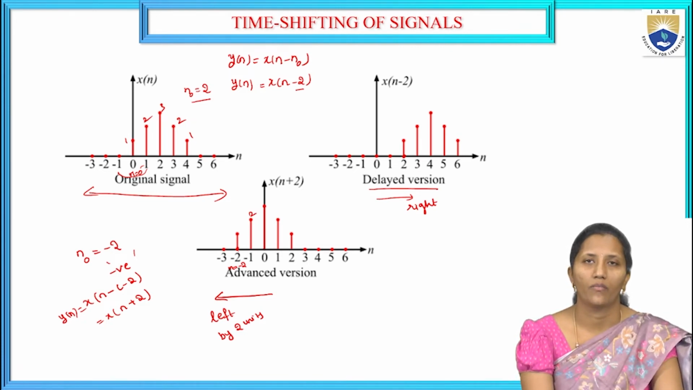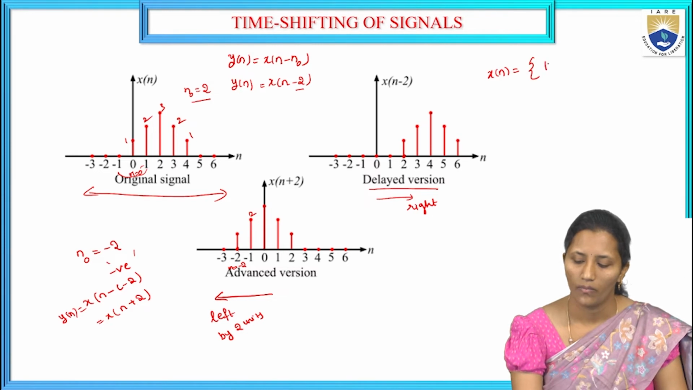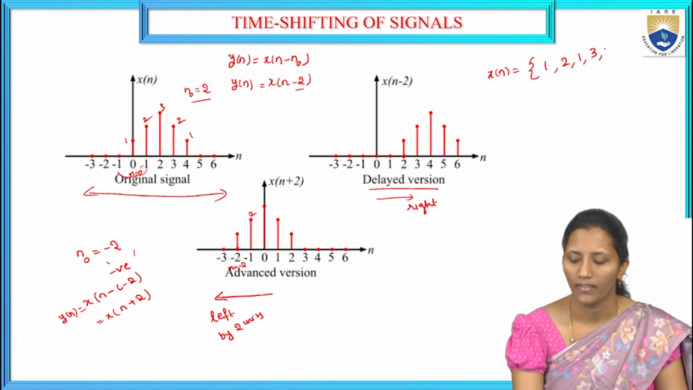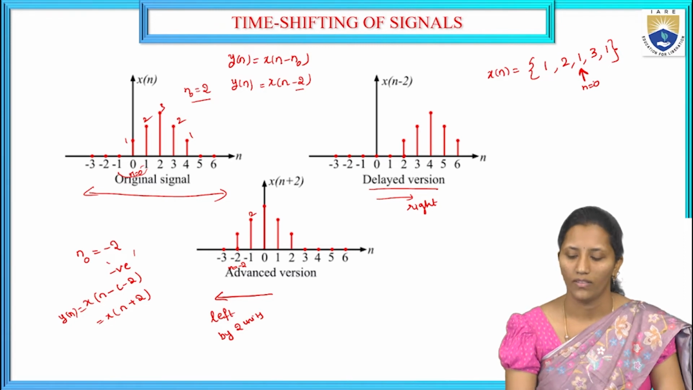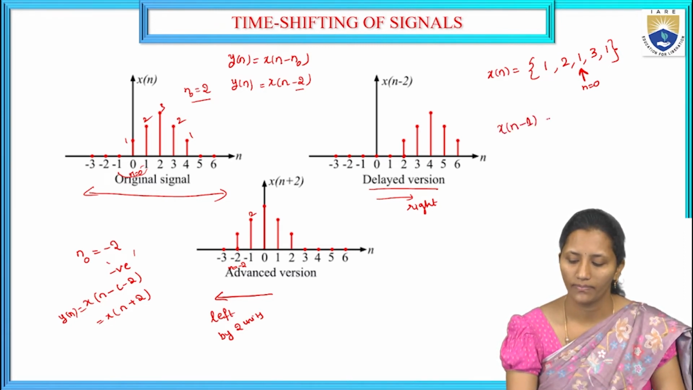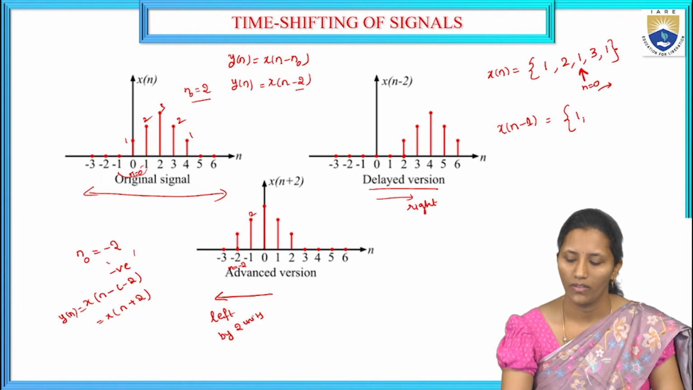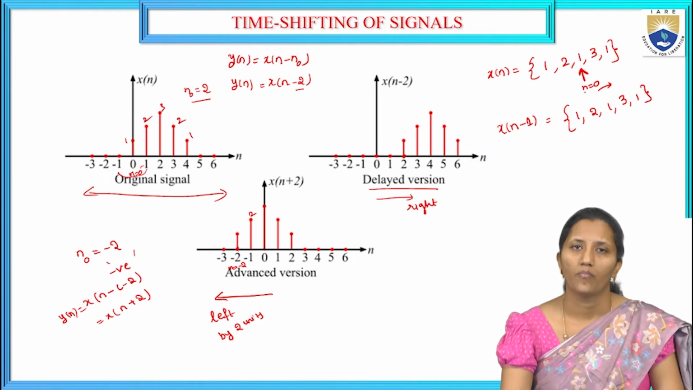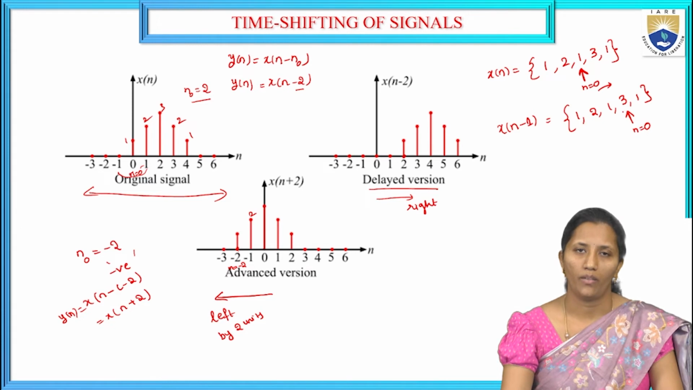Then we are going to get the advanced version of the signal. If we consider the sample values, suppose I have x of n is equal to 1, 2, 1, 3, 1. The arrow mark indicates the sample value at n is equal to 0. If I want to get x of n minus 1, this arrow mark will be shifted to the right side by 1 unit. So 1, 2, 1, 3, 1. For n is equal to minus 1, it is a positive shift, so the signal will be shifted to the right side. We are going to get the delayed version. So the arrow mark will be at the 3, and for n is equal to 0 the amplitude value we are going to get is 3.